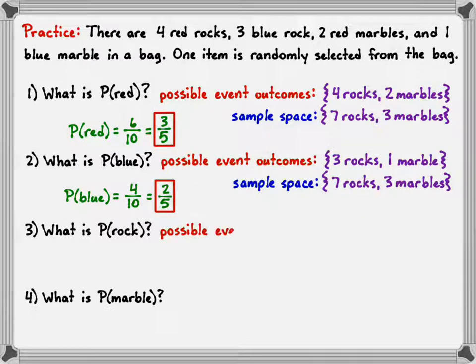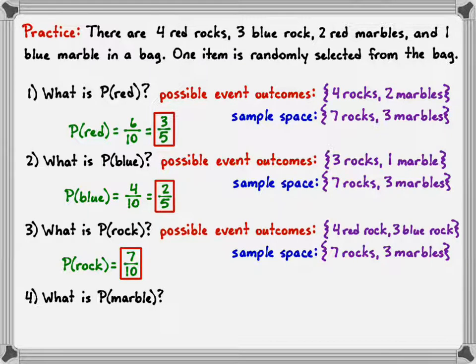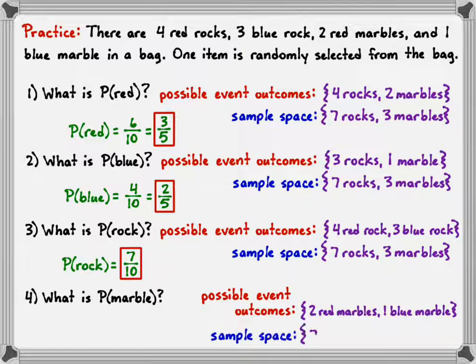All right, what's the probability that we have a rock? Well, there are 4 red rocks and 3 blue rocks, and then we have a total sample space of 10 things altogether. So our probability of getting a rock would be 7 out of 10. And that doesn't reduce, so we leave it like that. And then the probability of a marble, well, we can list it all. We have 2 red marbles and 1 blue marble. And then we have 7 rocks and 3 marbles. So we get a probability of 3 out of 10.